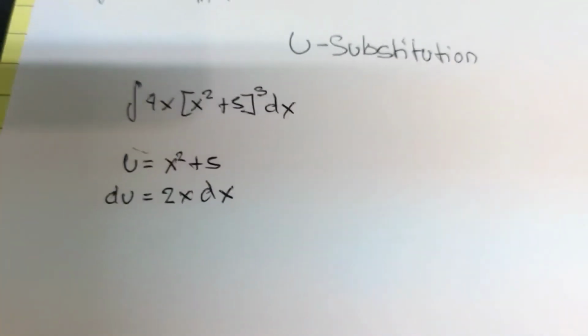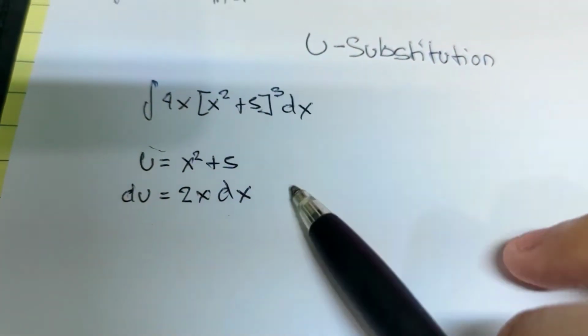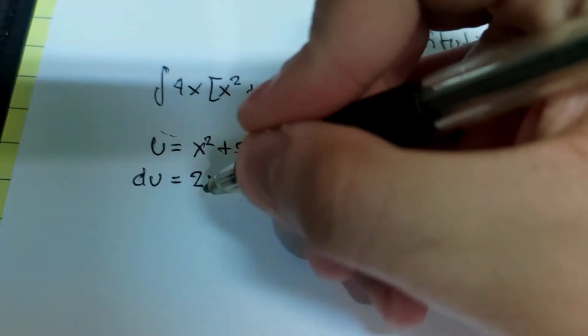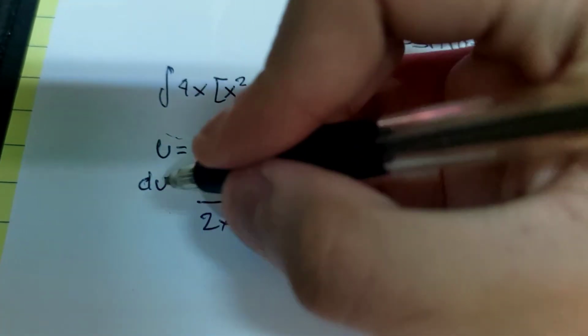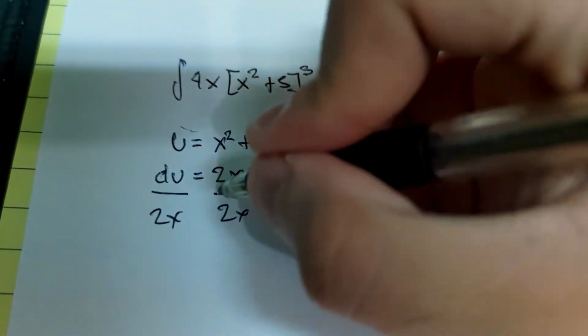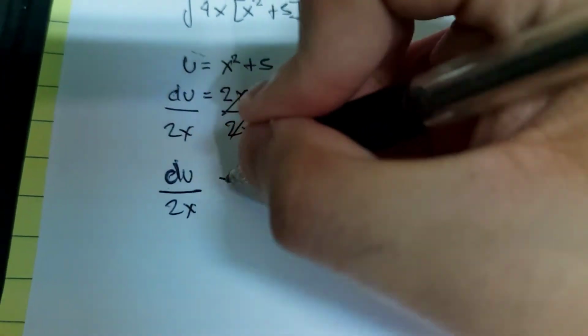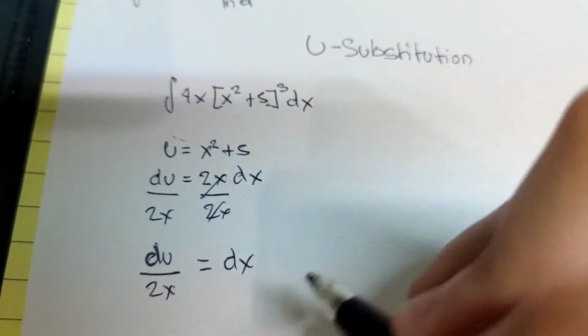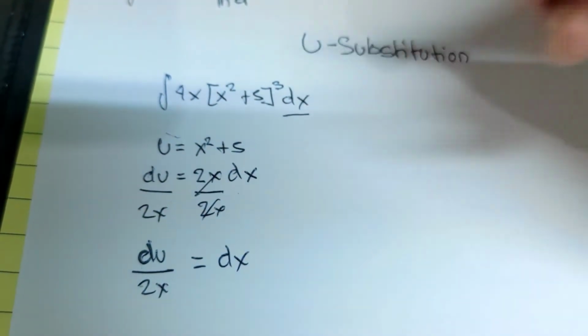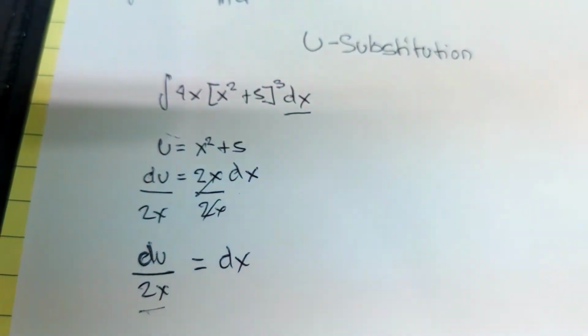So we'll be solving this equation for dx. We can divide both sides by 2x. We can cancel this out, so we have du over 2x equals dx. So we're going to replace this dx by du over 2x.